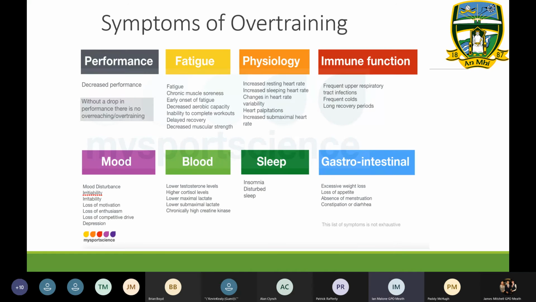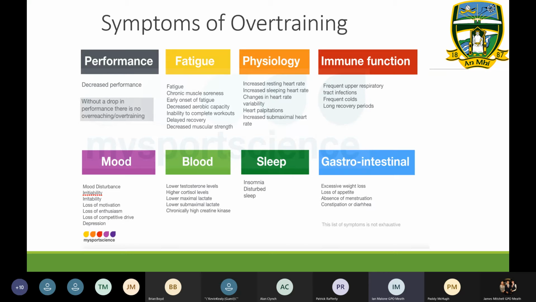Okay, so the next section just gives you an idea of how to look out for overtraining and how to spot it. There are a number of ways that you can do this. We're not going to go through all of them because not all of them are going to be as easy to see. So performance will be one of the main ones, of course. A decreased level of performance is something that you need to be aware of.